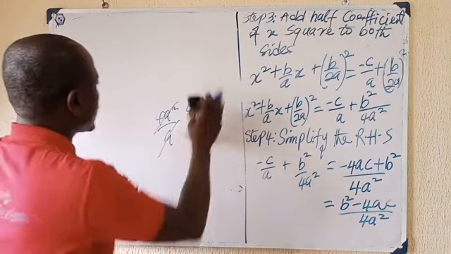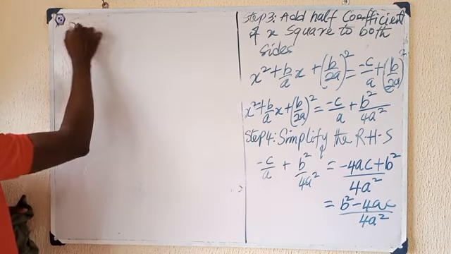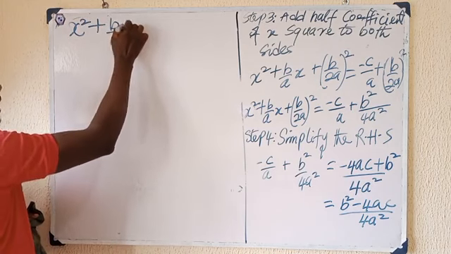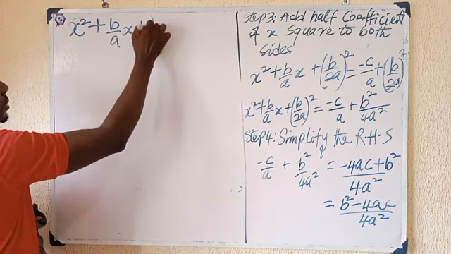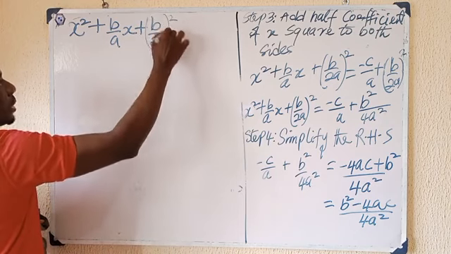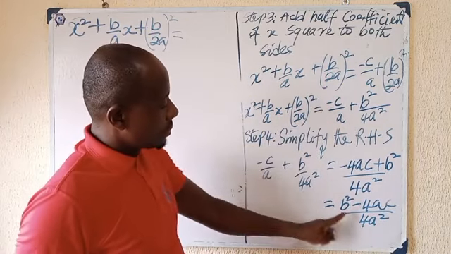So let's go back again to our problem. So our problem is this. So we have x squared plus b over a x plus b over 2a squared equal to, so we are going to replace the whole of this by this.